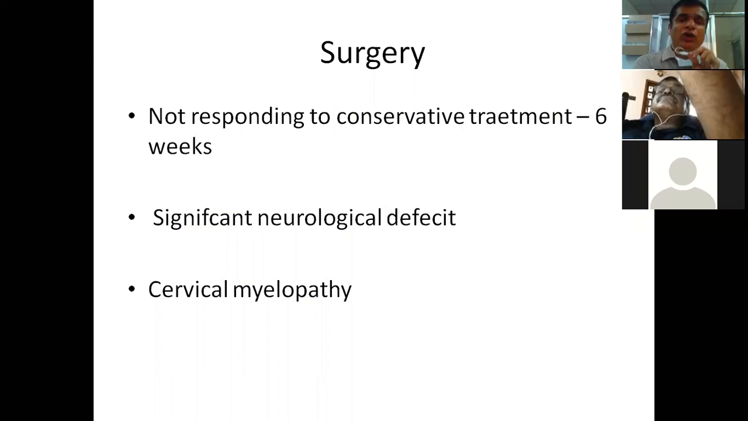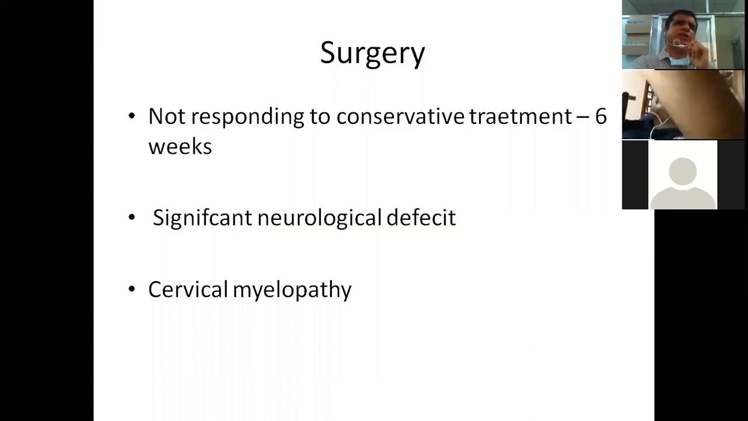If the patient is not responding, what to do? Usually I give a minimum of 4 to 5 weeks of conservative management. If the patient is not responding, has significant radicular pain affecting day-to-day activities, has a significant neurological deficit that is not improving, or has features of cervical myelopathy, I will advise surgery.